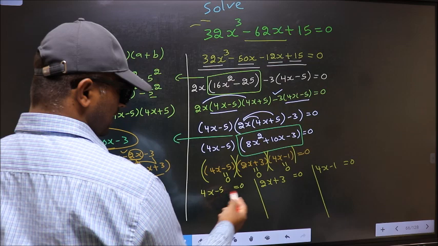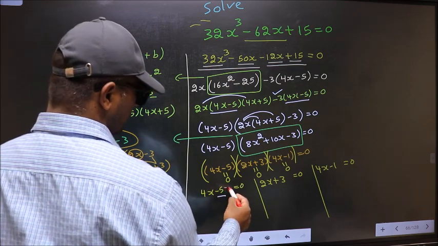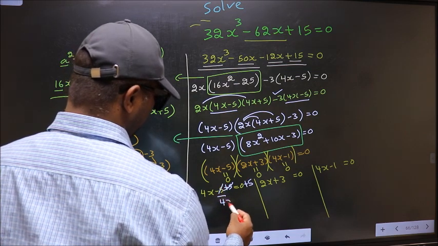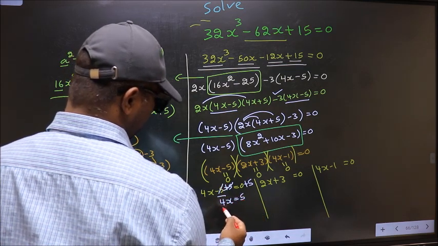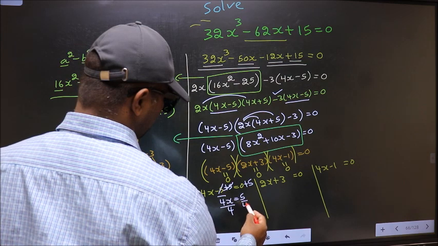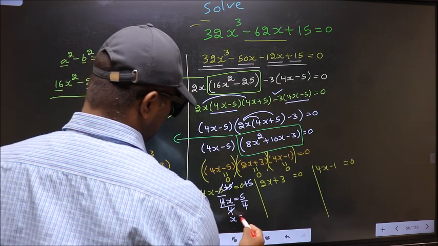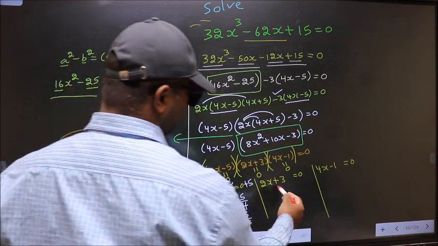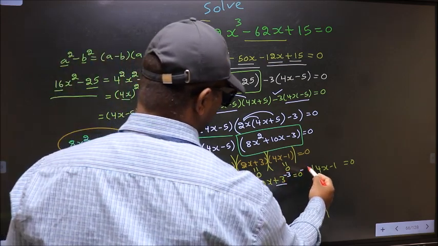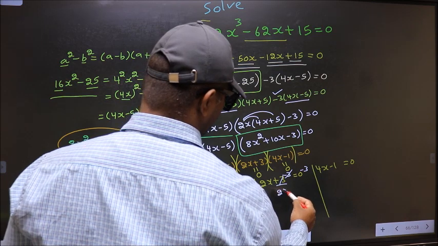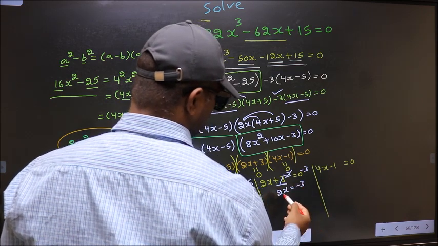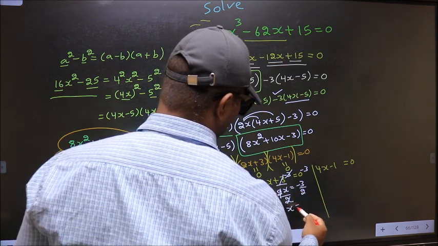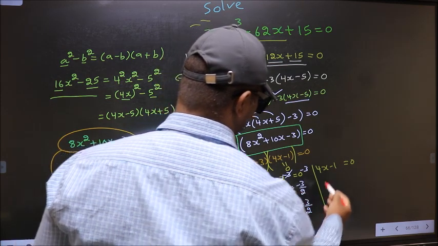Now to get x value from here, I should remove minus 5, so add 5. You get 4x equal to 5. Now I should remove 4, so divide by 4. You get x equal to 5 by 4. Now here, I should remove plus 3, so subtract 3. You get 2x equal to minus 3. Now I should remove 2, so divide by 2. You get x equal to minus 3 by 2.